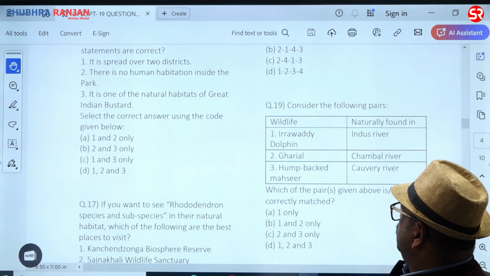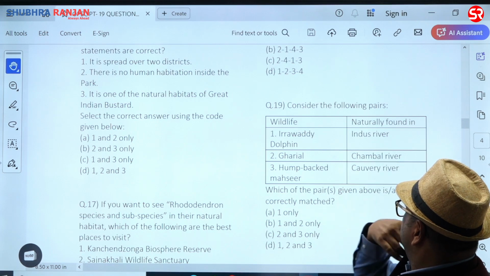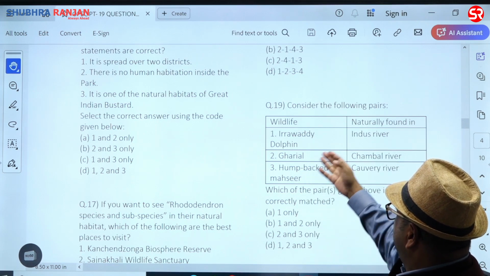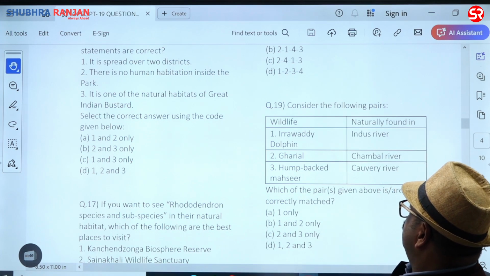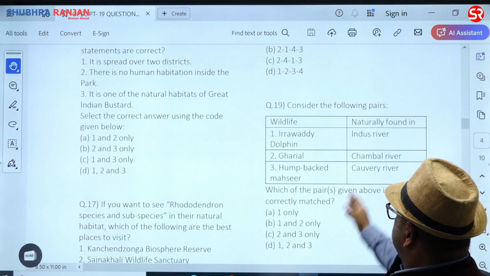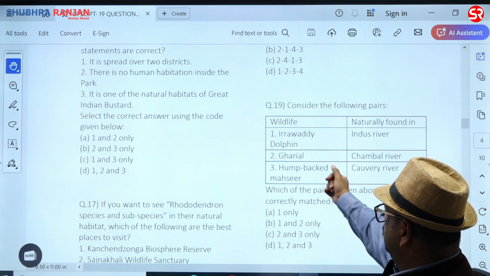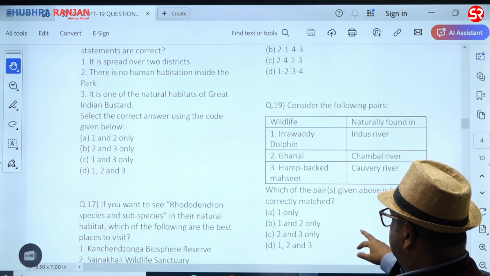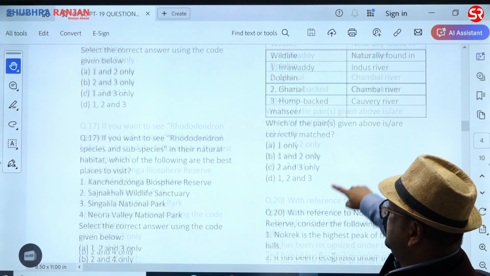Irrawaddy dolphin, Indus River, wrongly matched. Consider the following pair. Naturally found in: Irrawaddy dolphins are present in Chilka Lake, Gahirmatha Coast, Rushikulya River. Gharial, yes, Chambal River. Humpback Mahseer, it is in Kaveri River. It's a fish. So 2 and 3 are correctly matched. 1 is wrong. 19, answer is C.